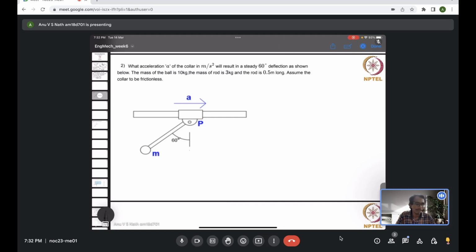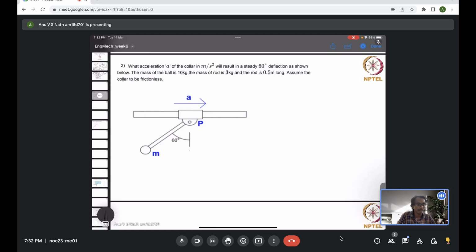So basically it's saying that we have a hanging pendulum, on the end of which has a mass of 10 kg, but it's not a normal pendulum. The rod also has some mass, which is 3 kg, and now the collar is accelerating at a value that is not given. We have to find what the acceleration is, such that the entire system will make an angle with the vertical of 60 degrees. So we have to find A.